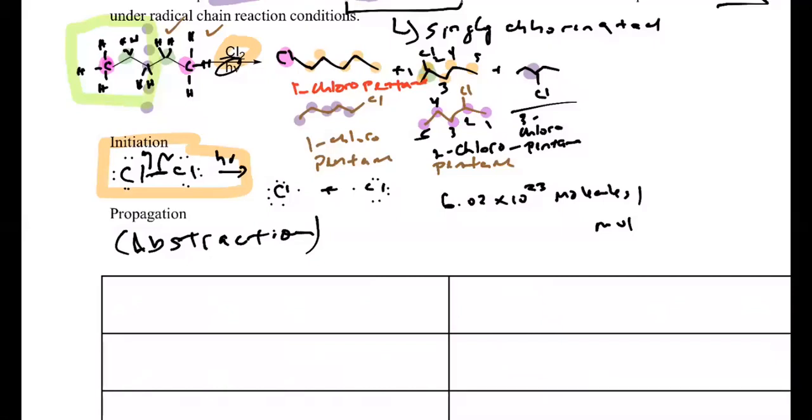So then when I get to the propagation step, that's going to be where my abstraction occurs. So I'm going to draw out my chlorine radical plus pentane. I'm going to start here, since we started here up top. You okay with that? Anybody panicking, scared?